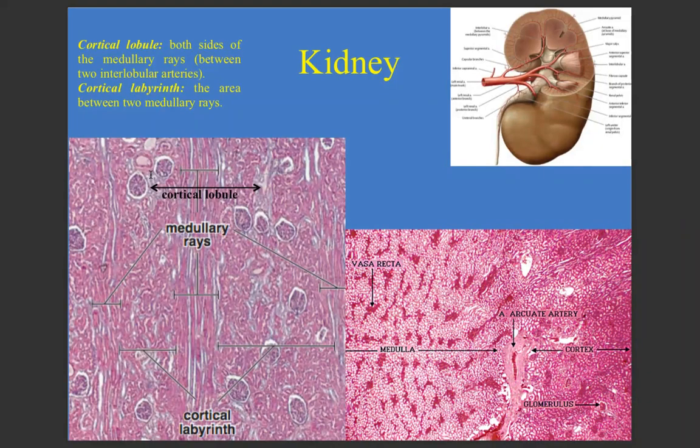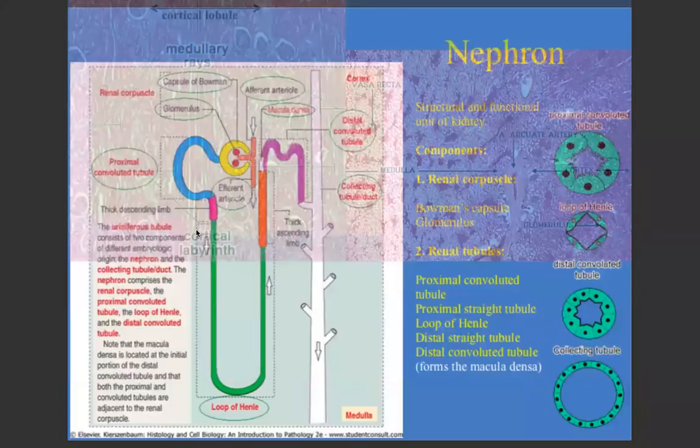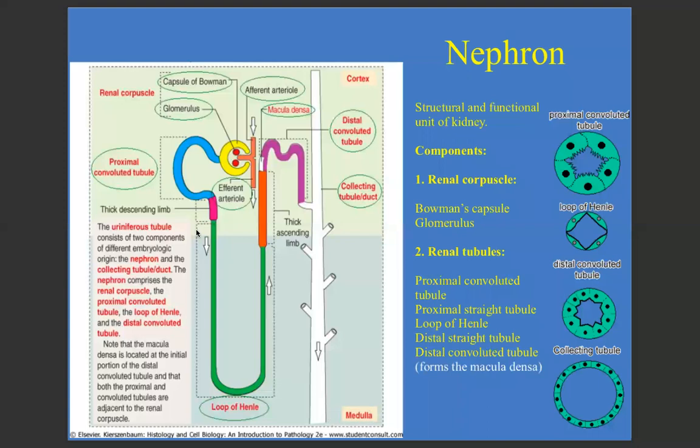These are responsible for the filtration and absorption. And there is another interpretation of the smaller units, that's the cortical labyrinth, which is an area just between two medullary rays. But the commonly used classification prefers the term cortical lobule. So the structural and functional unit of the kidney is the nephron.